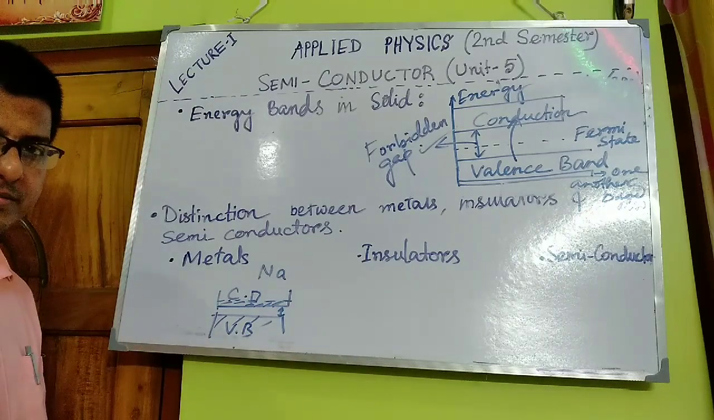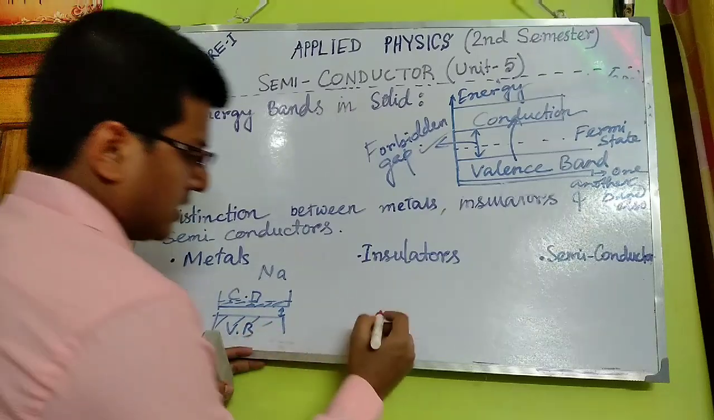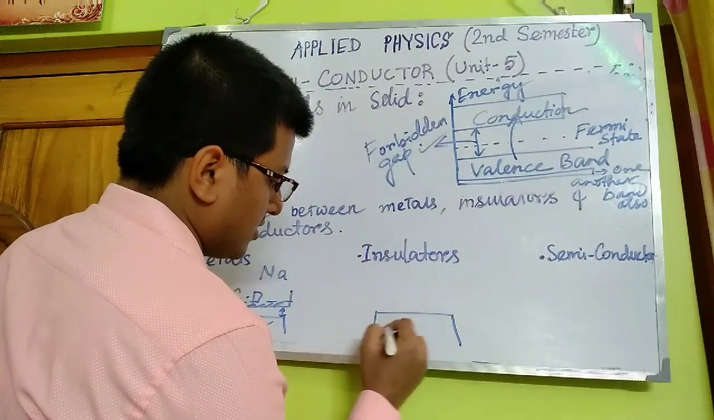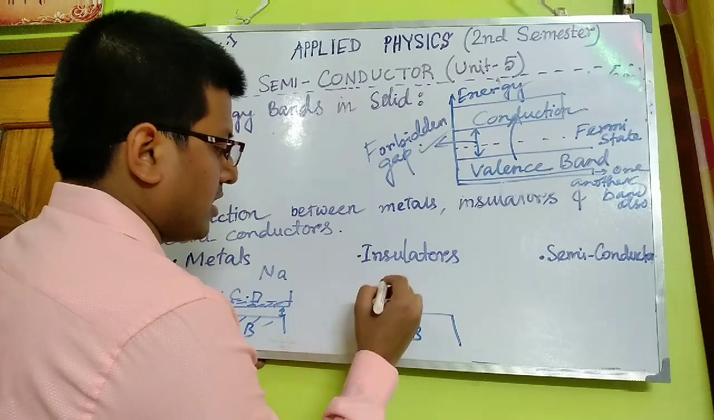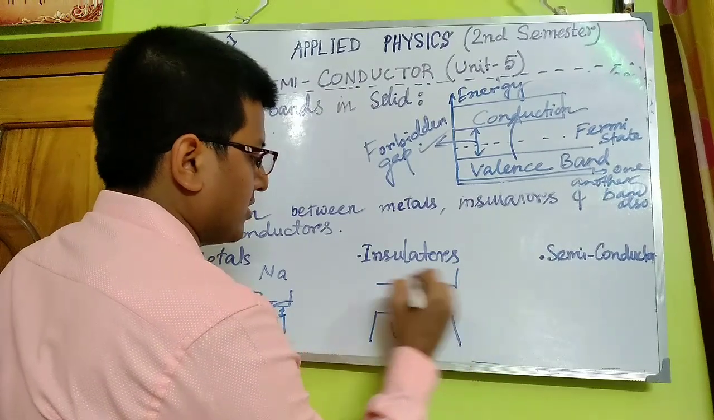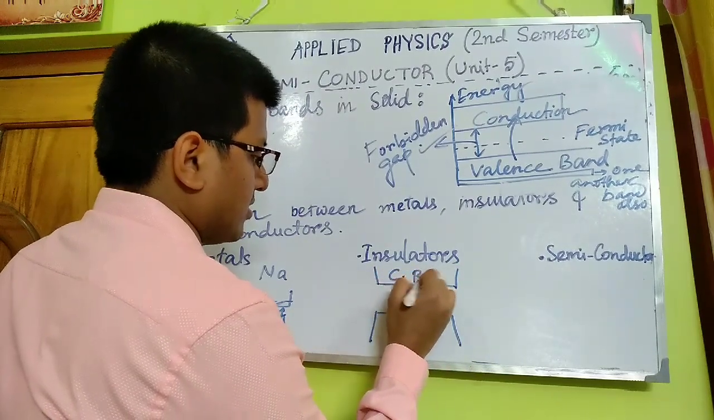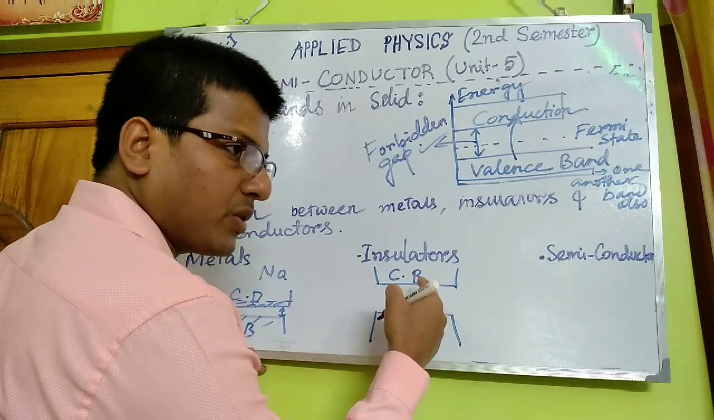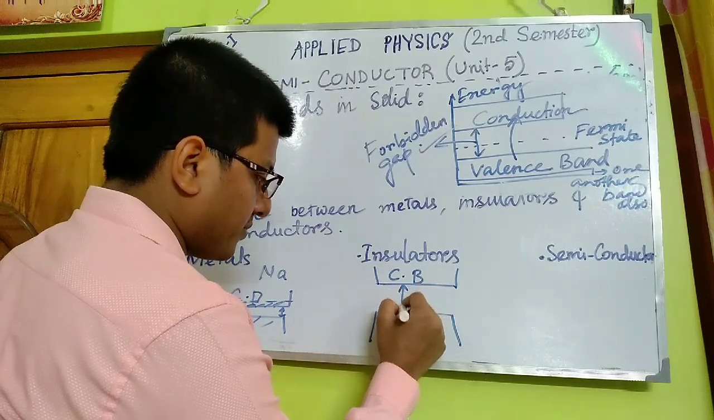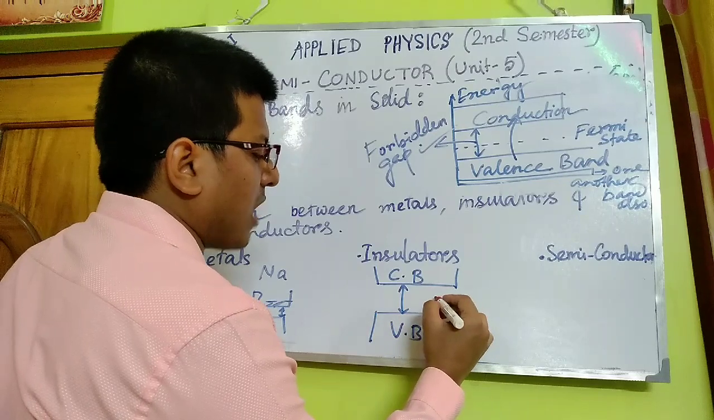But for insulators, the gap between the valence band and the conduction band is called the forbidden gap. This gap is high.